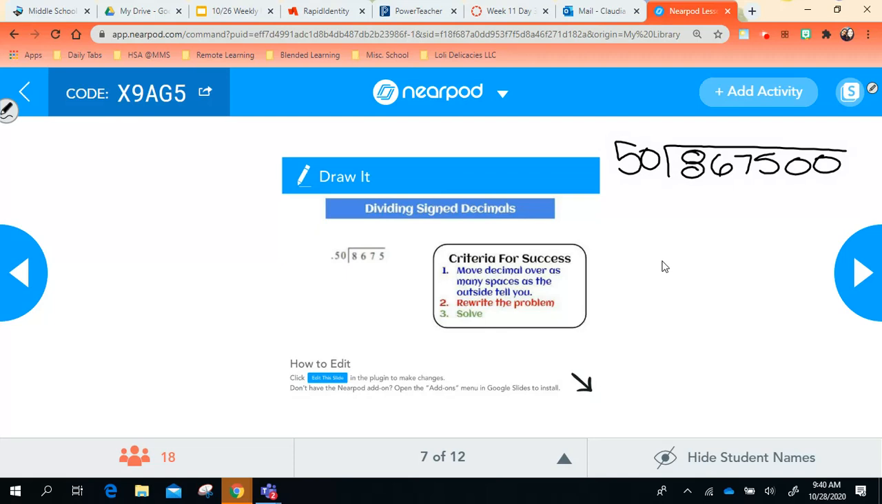Does 50 go into 8? No, it doesn't. It doesn't go into 8. So you know what? To fix that problem, I'm going to put an X above the 8, because 50 does not go into 8. Does 50 go into 86? Yes. How many times? 1. So now I'm going to put that 1 over 6. Don't judge my 1. 1 times 50 is 50.